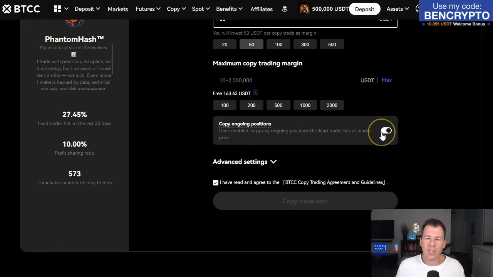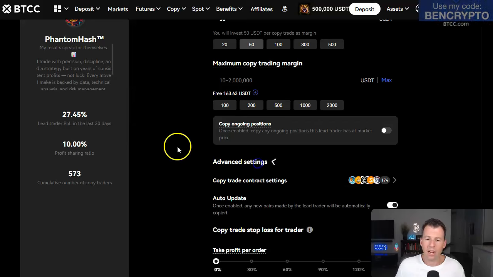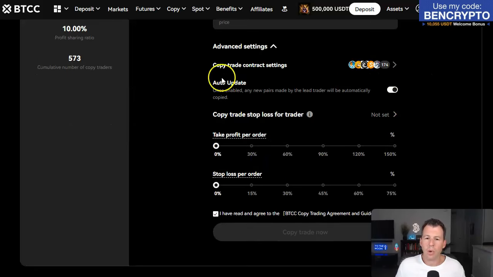Copy ongoing positions means that if they have current open positions, you want to immediately copy all those. I would untoggle that. I just want to copy trade the future positions. Now click on advanced settings. You're definitely going to want to make sure auto update is toggled on, which it is. This just means you want to copy trade all of their positions going forward, which is kind of the point of copy trading. If you want to eliminate any specific coins that they trade from your copy trading of them, you can click that. I don't really see the point in that.